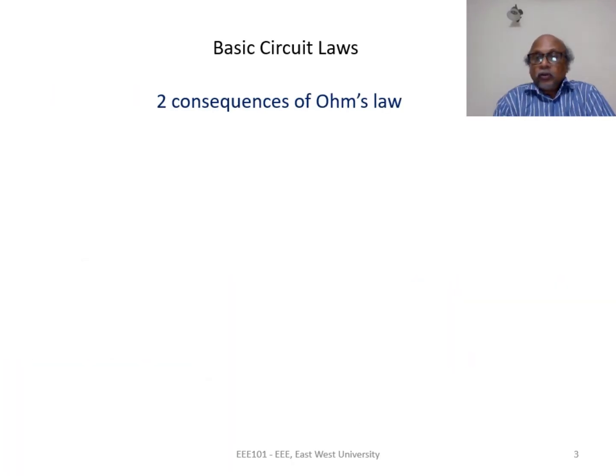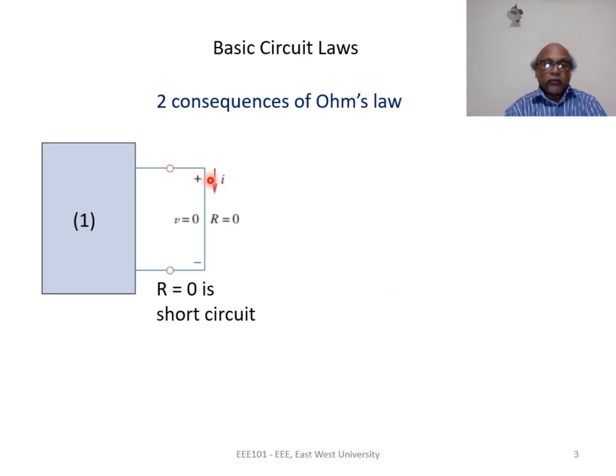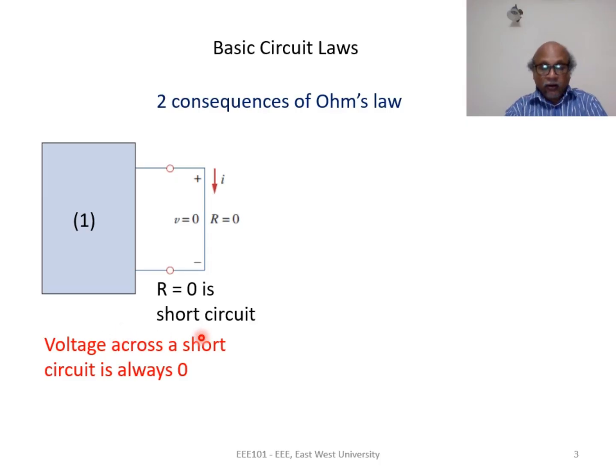There are two important consequences of Ohm's law. The first one is when we connect an ideal wire between two terminals. Ideal wire is characterized by the condition that its resistance is zero, and when we connect two terminals through a zero resistance wire, that is called a short circuit. If you apply Ohm's law to this short circuit, we see that the voltage V is zero because R is zero. So our general conclusion is that the voltage across a short circuit is always zero.